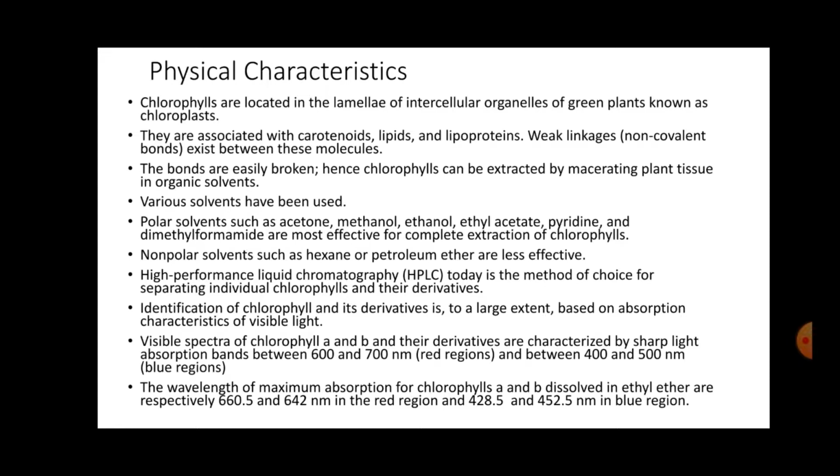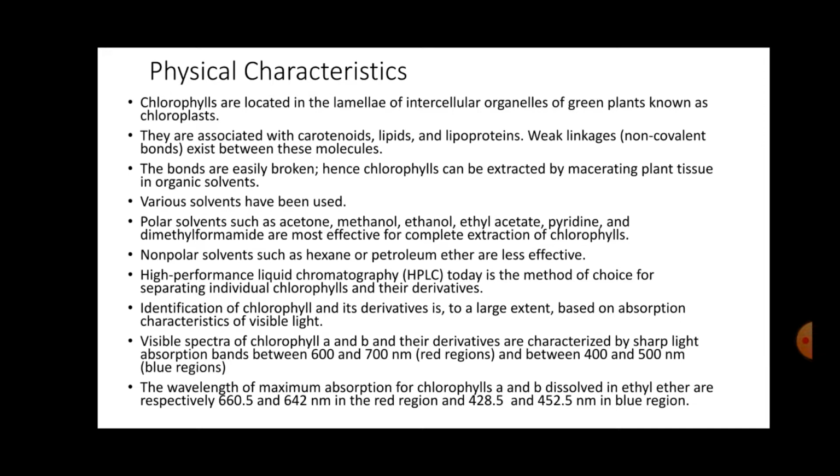Let's see some physical characteristics of chlorophyll. Chlorophylls are located in the lamellae of intracellular organelles of green plants, which are known as chloroplasts. They are associated with carotenoids, lipids, lipoproteins, and they have weak linkages existing between these molecules. The bonds are easily broken, hence chlorophyll can be easily extracted by macerating the plant tissue in organic solvent.